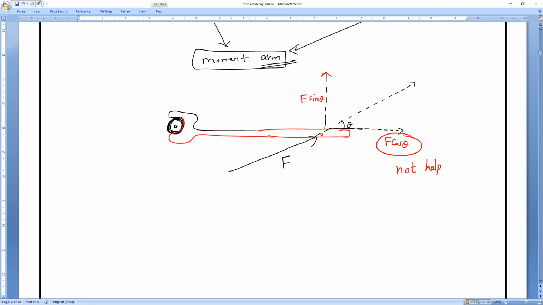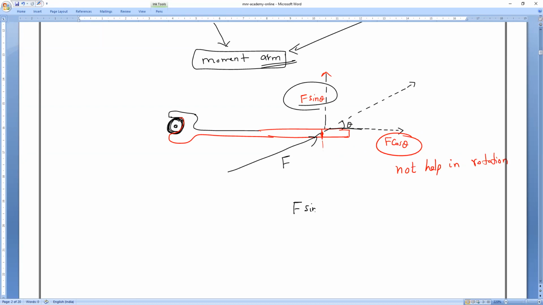Parallel to the radius. So then tell me R. Does it help in any kind of rotation, Pradosh? It will not help in rotation. So only what force will help in rotation? Everybody, what force will help in rotation? All of you. F sin theta.